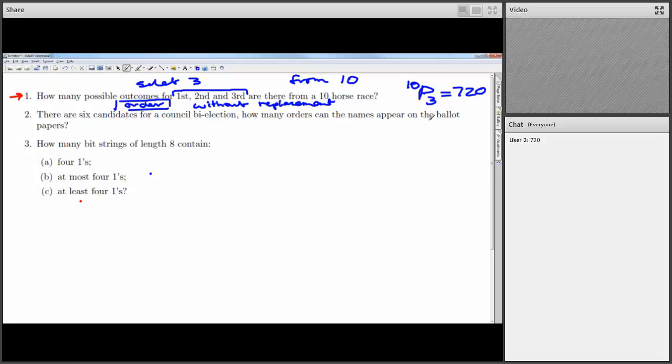So if you didn't use your calculator, another way of doing the same question, in blue, is I've got 10 choices for the first horse. Once I pick the first choice, I've only got 9 left for the next one. And the third horse, I've got 8 choices. And multiply that and you get 720. That's exactly how your calculator's doing it.